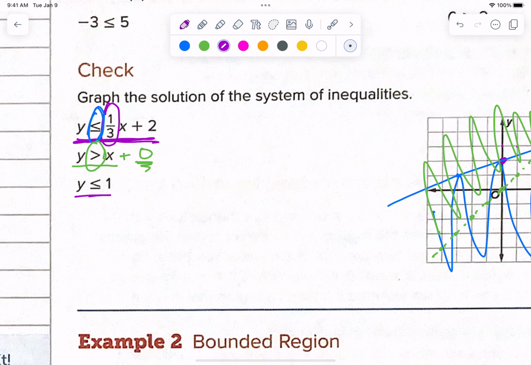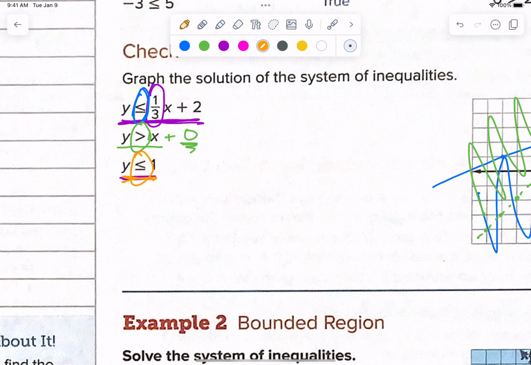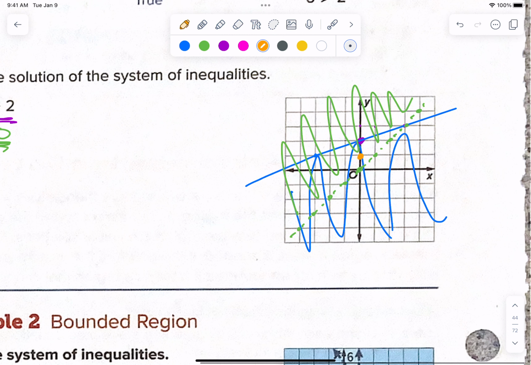Y is less than or equal to 1. I need to do another color. So it's just across. It's just going to be at 1, right? No, left and right. At 1, to the left and to the right. Is he a solid line or dotted line? Solid line. So he looks like this. Solid line. Okay? And he is shaded below.